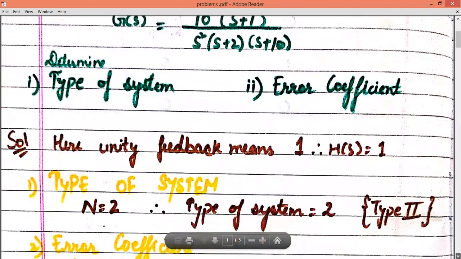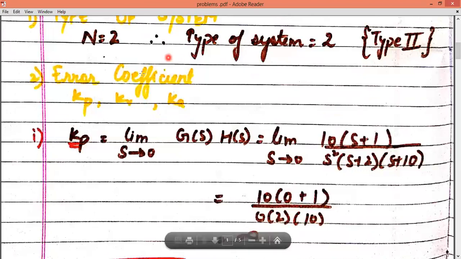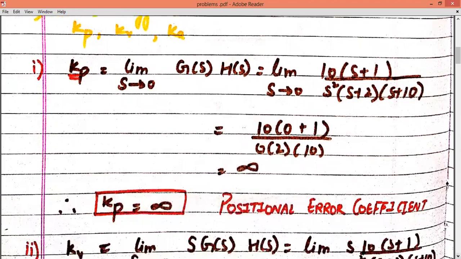We need to find the second part, that is the error coefficient. So we need to find Kp, Kv and Ka. For Kp we need to write limit S tends to 0 of G of S into H of S. H of S is 1, so after applying the limit the value will become infinite. So the value of Kp, the positional error coefficient, equals infinite.